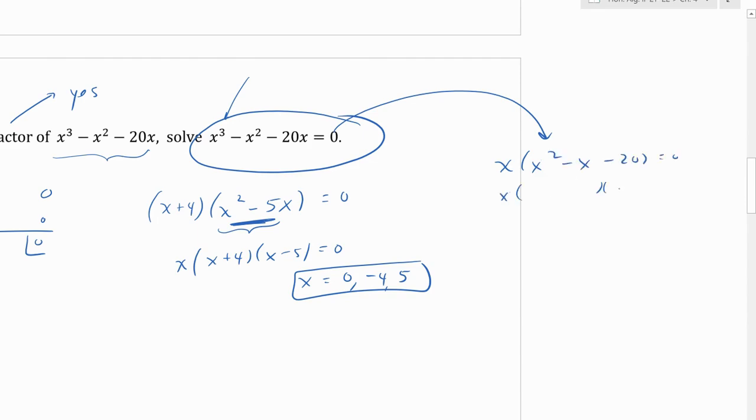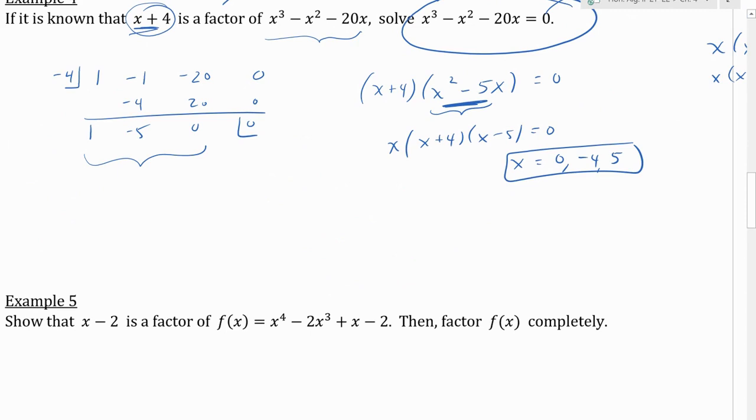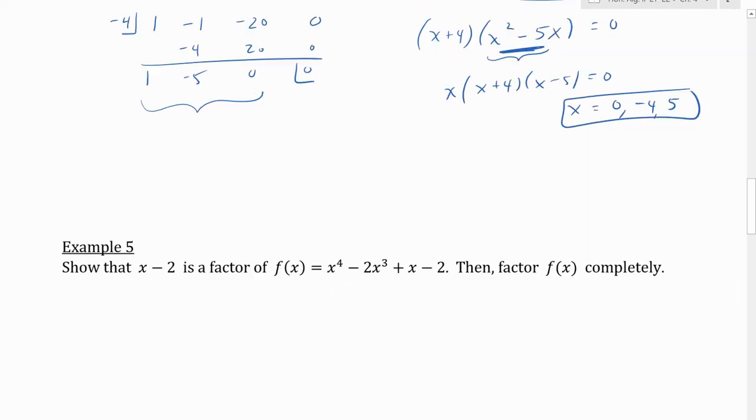It's a trinomial. What multiplies to be -20 and adds up to be -1? That's a -5 and a positive 4. I could have done it that way and been just fine. But again, sometimes you can't, so we're practicing a new skill.